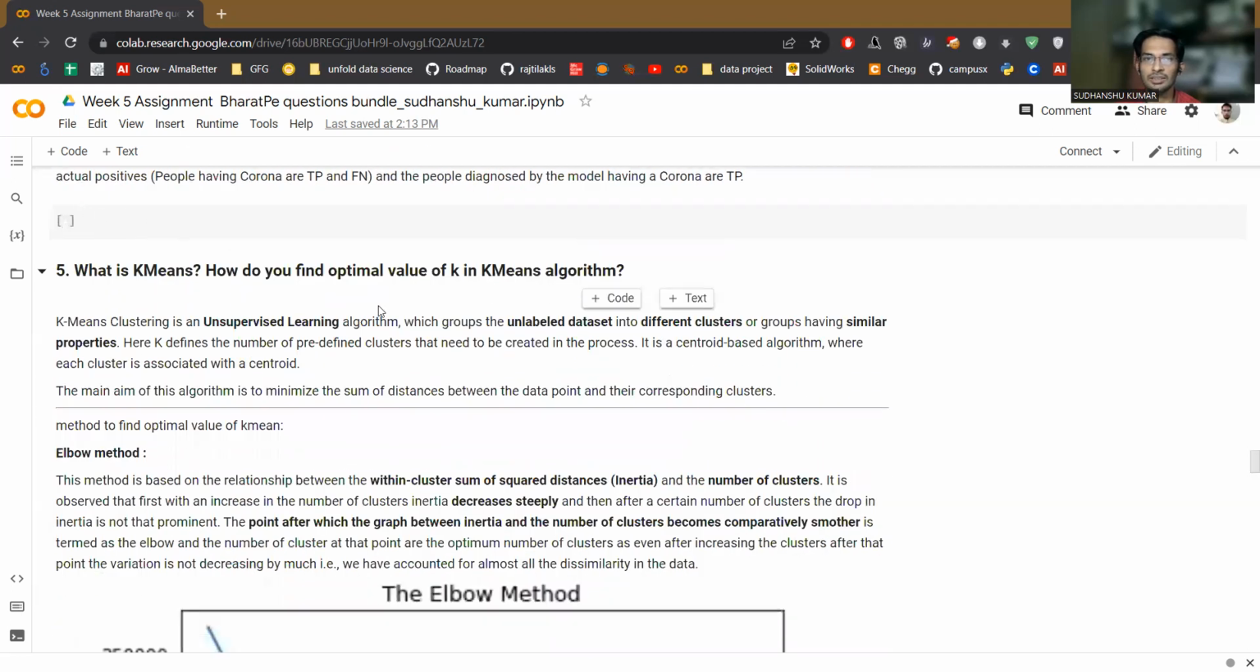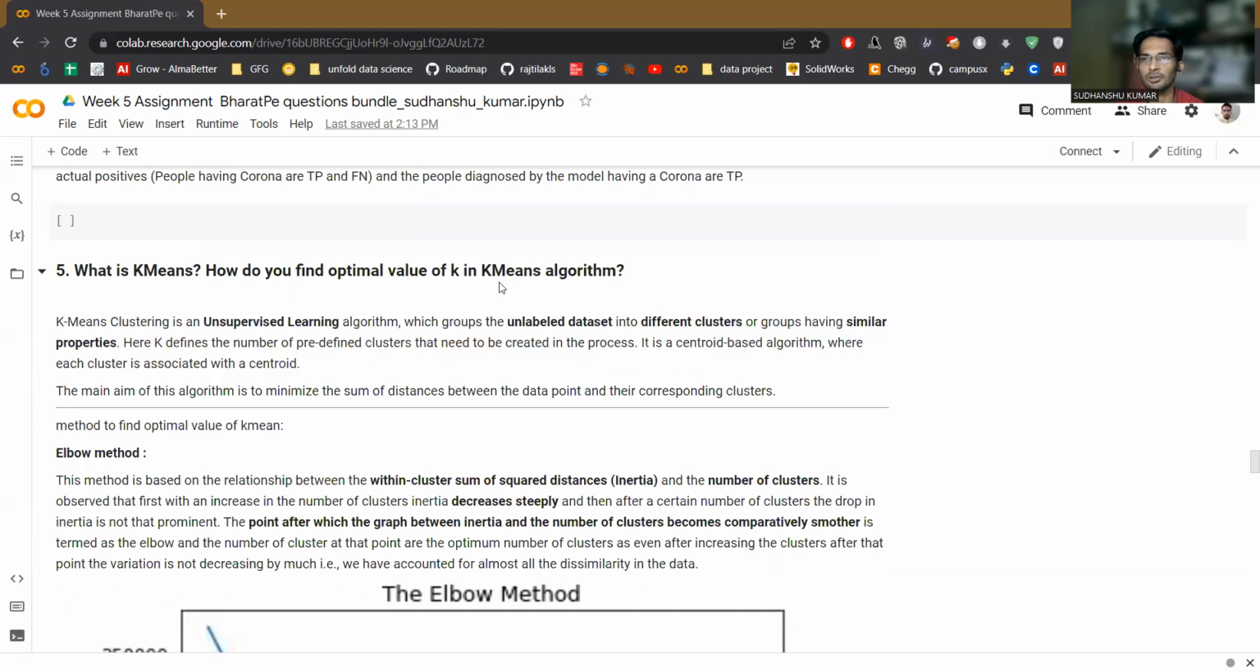What is k-means clustering? How do you find the value of k in k-means clustering? K-means clustering is basically an unsupervised machine learning algorithm which groups an unlabeled data set into different clusters based on certain properties like similarity. To find the optimal value of k in the k-means algorithm, we use the elbow method. The elbow method is a curve which is plotted between inertia and number of clusters. Inertia basically means the within-cluster sum of squared errors.